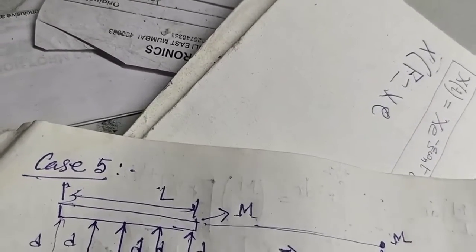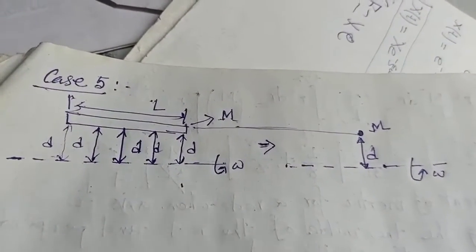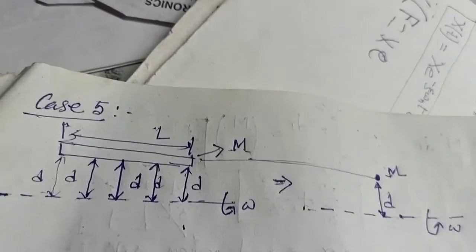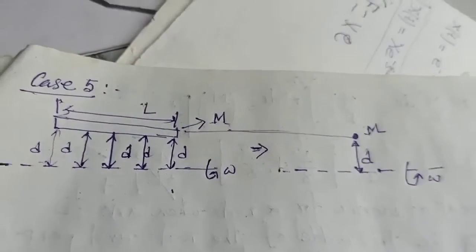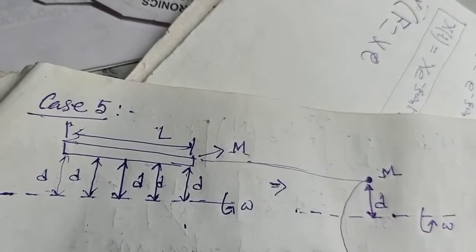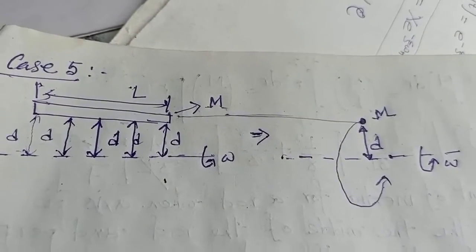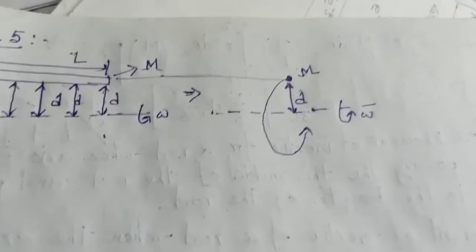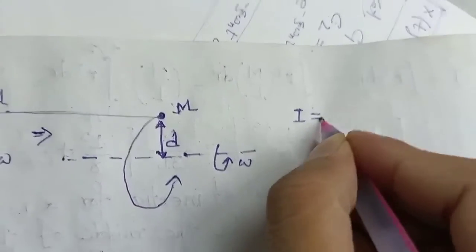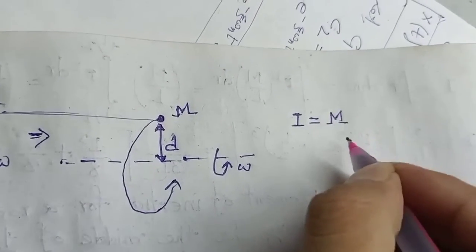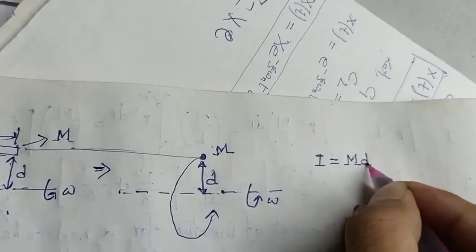Now this point mass is rotating about an axis at a distance d from the axis of rotation. If this point is rotating about this axis, then what should be its moment of inertia? This is nothing but the case of a point mass. In that case, the moment of inertia I will be equal to m, the mass of the point mass, or mass of the rod, times d square.